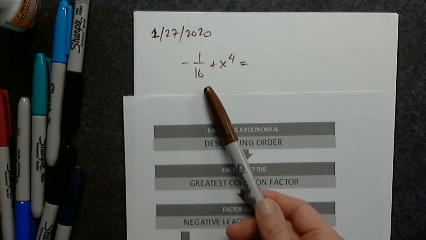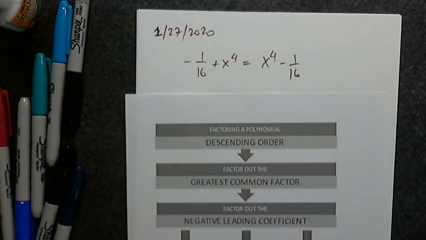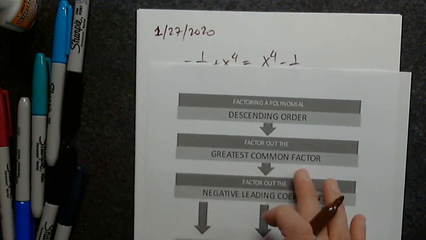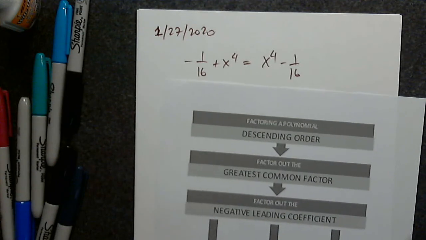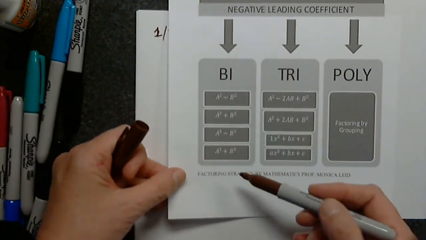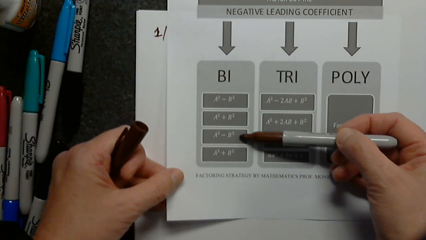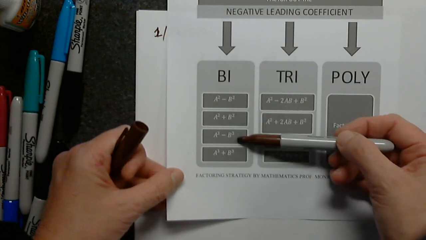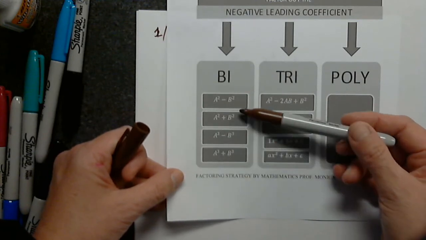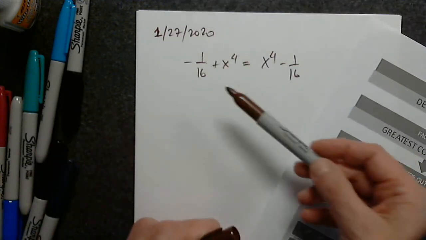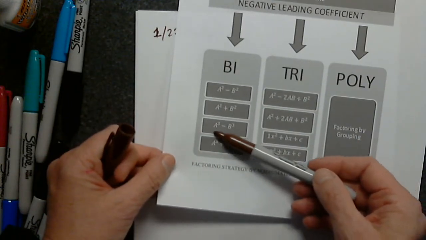Is it in descending order? No, it's not. So then I have x to the fourth minus 1 over 16. Then is there a greatest common factor? The answer is no. Is there a negative leading coefficient? The answer is no. So then I'm down here where I see the difference of squares and the difference of cubes. And I have to establish which one. I have to tell you that in certain situations, not too many, both work. Well, in this case, x to the fourth has nothing to do with a difference of cubes.